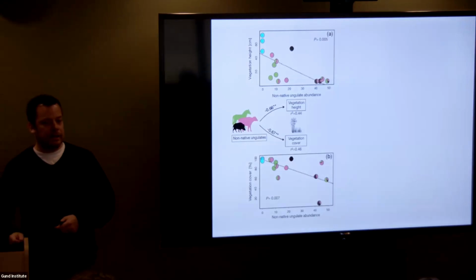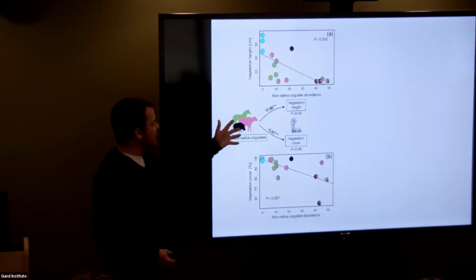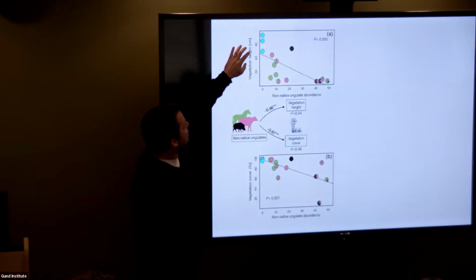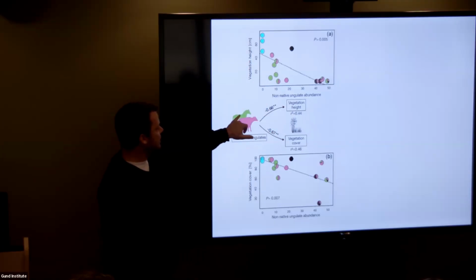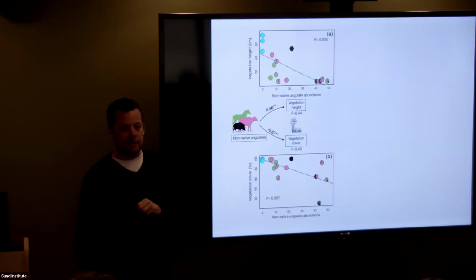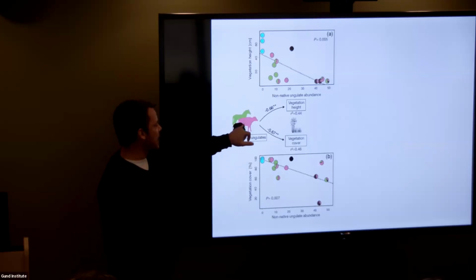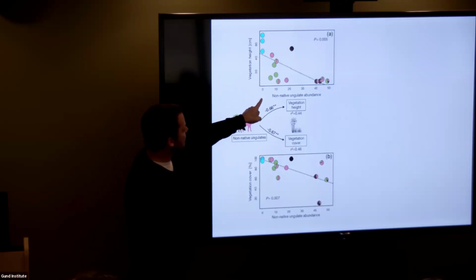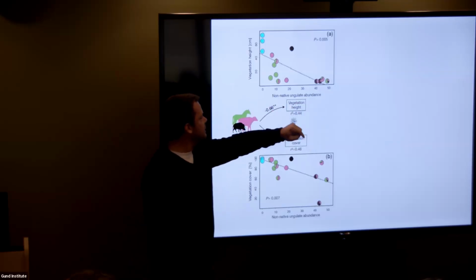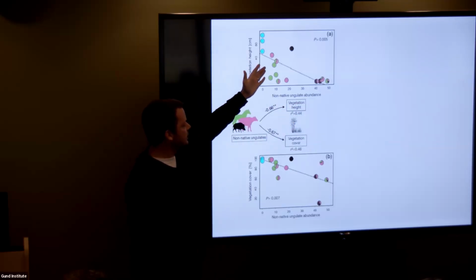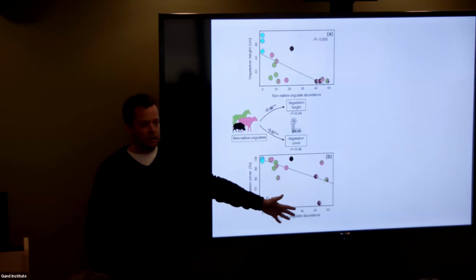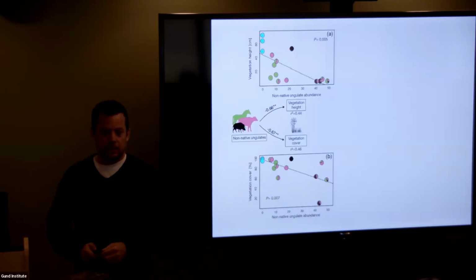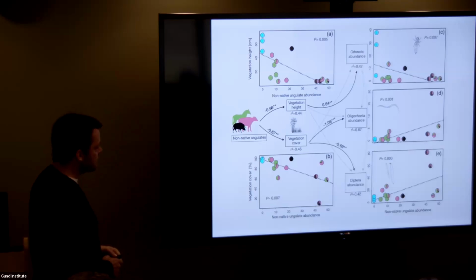So she was looking at the impacts of these non-native ungulates on vegetation. Blue means control, no non-native ungulates. The different colors represent the abundance of the different non-native ungulates: horses, cows, and wild pigs. You can see that as the ungulate abundance increases, the vegetation height decreases, and the vegetation cover also decreases. But this has also indirect effects.